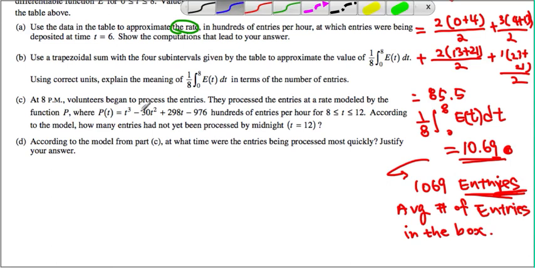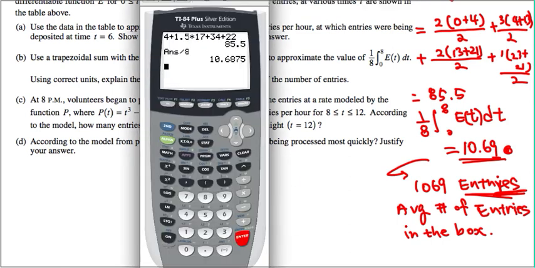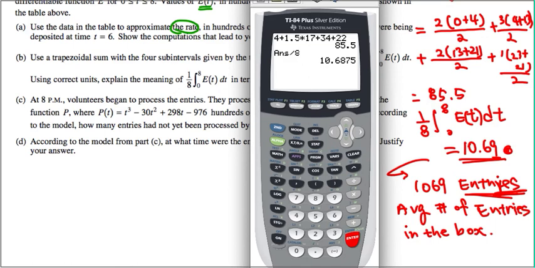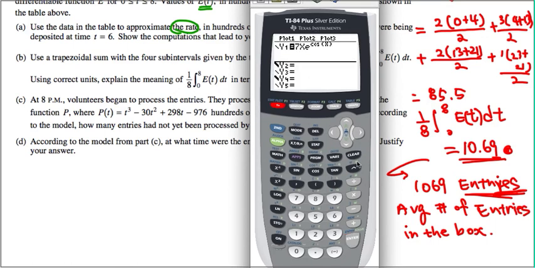At 8 p.m., volunteers begin to process the entries. They process the entries at the rate in this given model. So what I like to do is put this into the calculator first. We have x cubed minus 30 x squared plus 298 x minus 976.